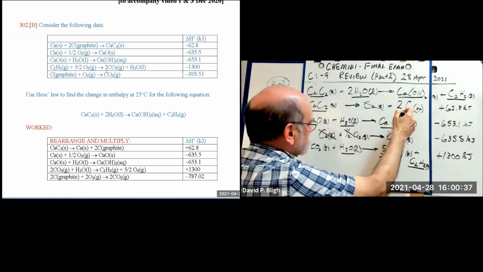Looks like we're going to use this one. So this has got graphite on the left-hand side. Graphite's on the right-hand side here. So we can put that one in. We just need 2 of them. Plus 2 oxygens yields 2 carbon dioxide. Okay, what does that mean for our delta H for that part of the reaction? We doubled it, right? We multiplied the whole equation through by 2, so we double 393.51, times 2. Still got the negative sign in front of it. 787.02.